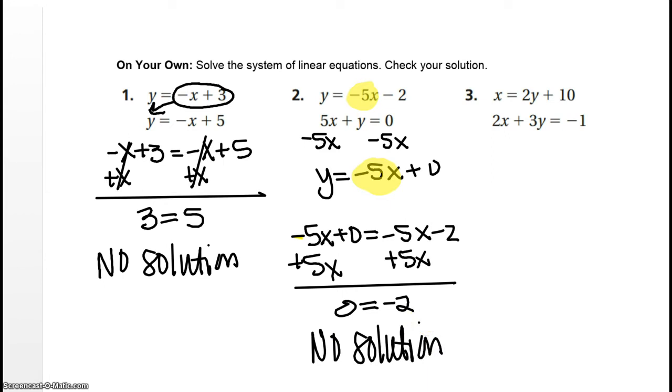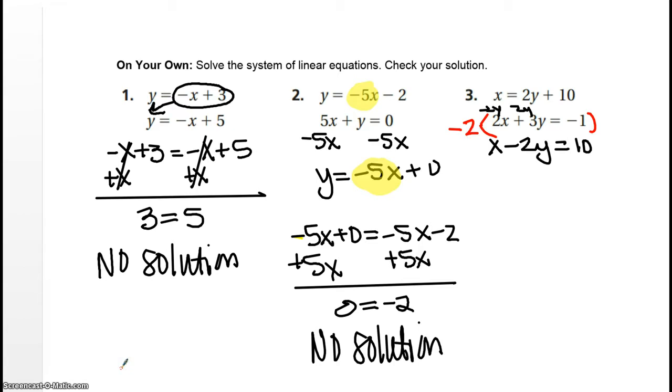And number 3, I'm going to choose to do elimination on this one, but before you can do that, you need to rewrite this first equation so that it's in x plus y equals a number form, which means I need to subtract 2y from both sides. So if I were to rewrite this, I would have x minus 2y equals 10. And then I need to multiply. I'm going to choose to multiply the first equation by a negative 2. I'm going to choose to eliminate the x's.